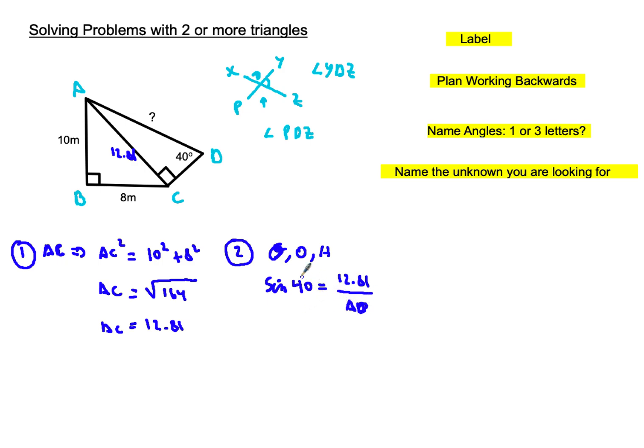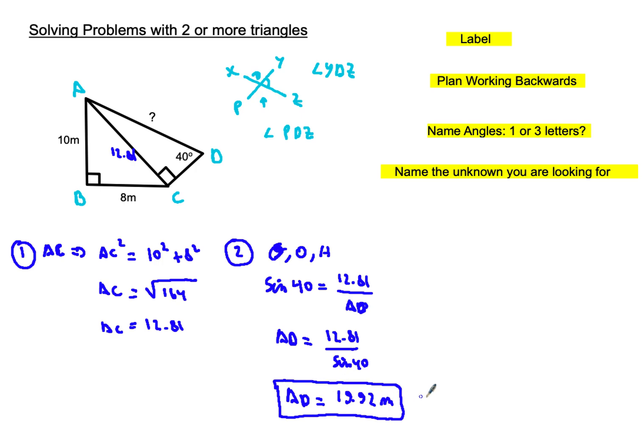Solving for AD with the little trick that we have, diagonally across from AD is sine 40. That means that sine 40 is going to be dividing. So it's 12.81 divided by sine of 40. AD is equal to, and I didn't clear my number in the calculator, so I'm just going to say my answer divided by sine 40. 19.92 meters. If there's a question that we need to answer, we're going to put a word answer on it. If not, that would be the end of it.